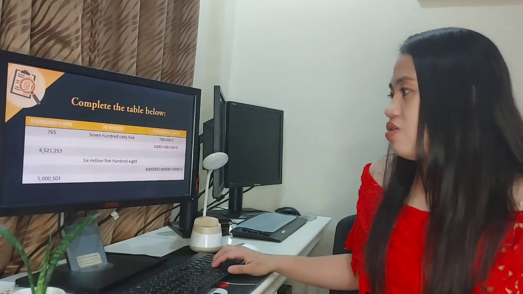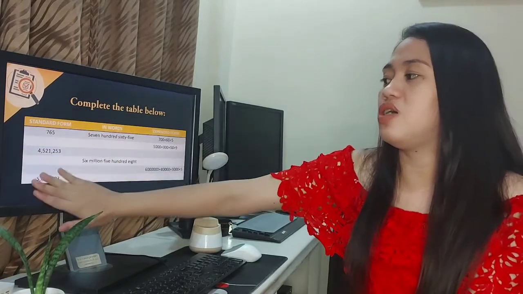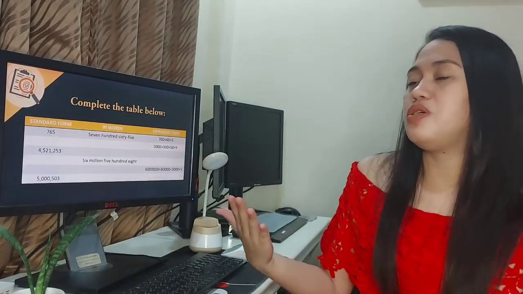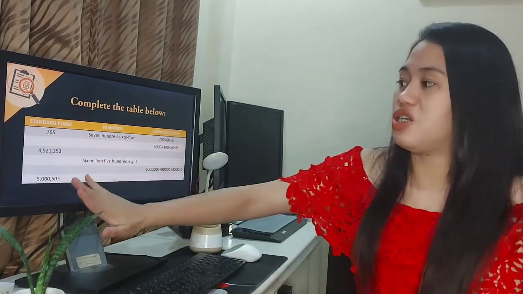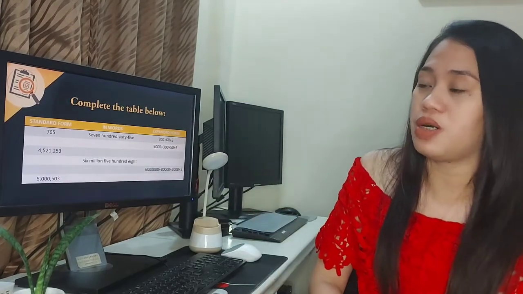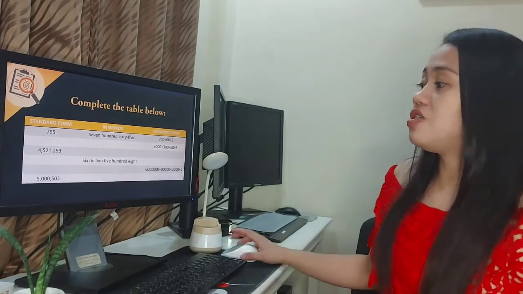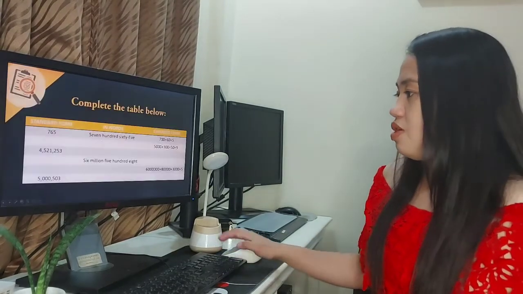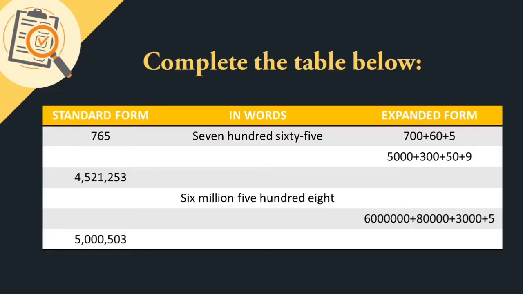Next, we have whole numbers in word, standard form, and expanded form. So let's take a look at it. Alright, so when we say standard form, it is the way we write the numbers in digits, and it's separated by comma kada hundreds, diba? Or kada tatlong digits. And then if it's in word, we write it as this one. We have here an example, 765. So when we write it in word, it's seven hundred sixty-five, and then in expanded form, it's 700 plus 60 plus 5.